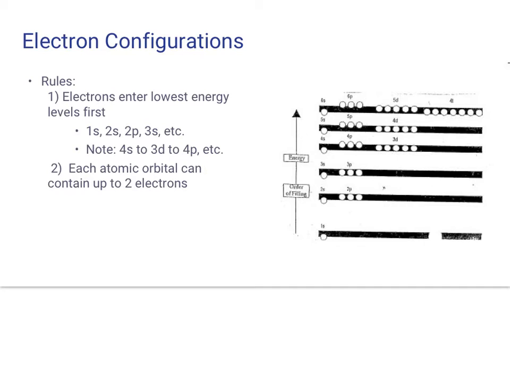So before we get into actually writing electron configurations, there are some rules we need to follow. As we start going through examples, these rules will make more sense. But the first rule we need to remember is that electrons enter the lowest energy level first. If we look at our diagram here, the lowest energy level is going to be down at the bottom, and we will see that the lowest energy level is assigned a value of 1s. The 1 represents the energy level. The s represents the orbital that electron will be found in.